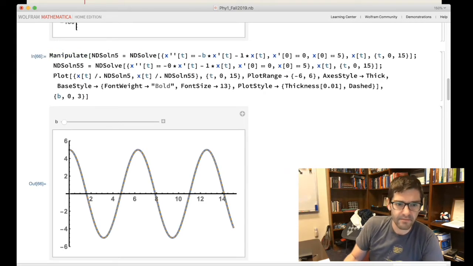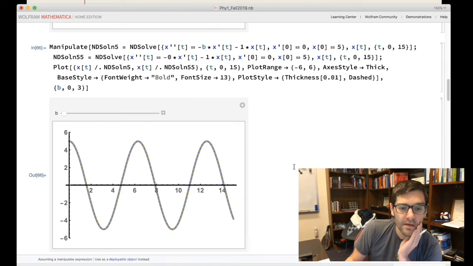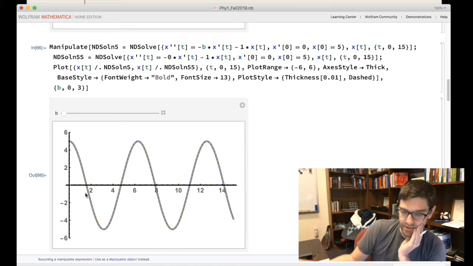Let's see if this breaks everything. Okay, there we go, B. So the idea is that as I increase B, we can look at what the new solution, the solution with friction, looks like compared to simple harmonic motion, which is the gold dashed line. So with no friction, they're both exactly the same.